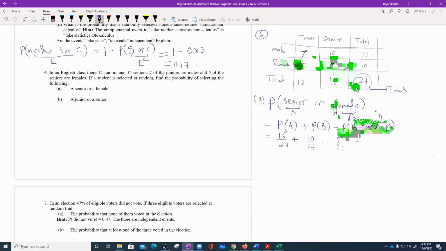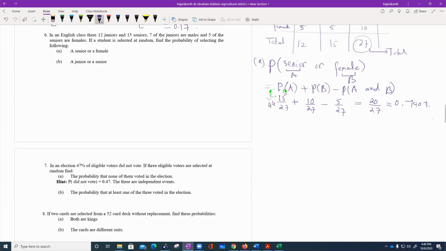So if you simplify this, how much would it be? 20 over 27, right? So approximately 0.7407. Okay. Make sure that you understand this mutually exclusive and not exclusive event.